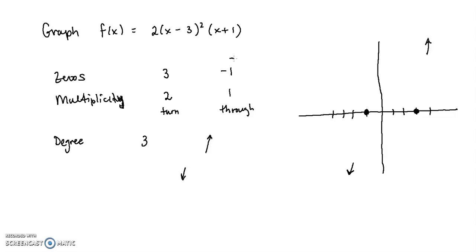So coming up, if we're coming from the left, our first 0 is at negative 1, and we're going to go through. So I'm going to go through that one.